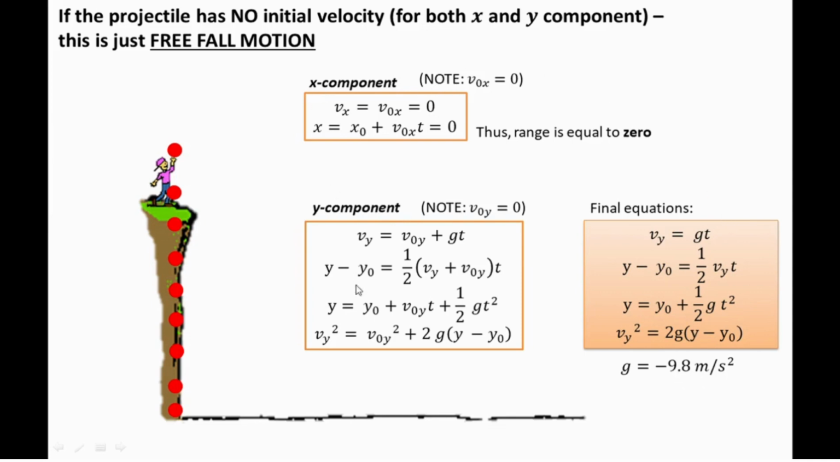These equations are for projectile motion, but if you are dealing with free fall motion, that means that it is just a projectile motion with no initial velocity.